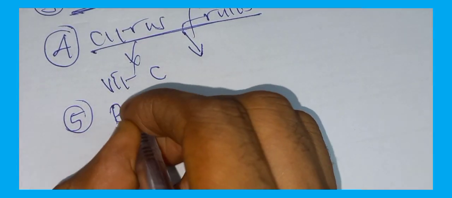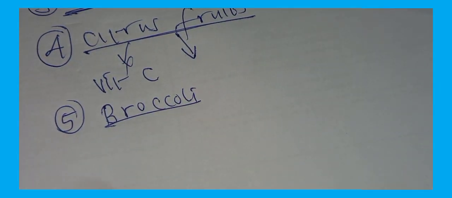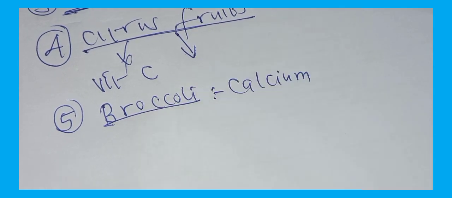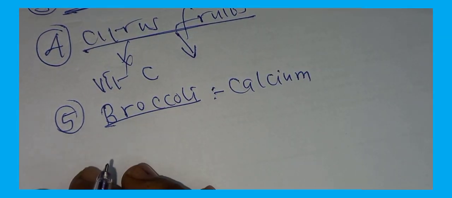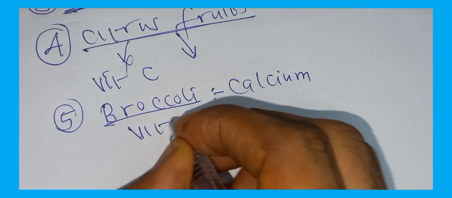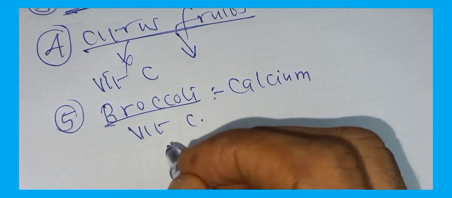Number five food that boosts fertility is broccoli. Note that you need this food. It has a very high calcium concentration. It also contains vitamin C and other minerals that can help you maintain your fertility.